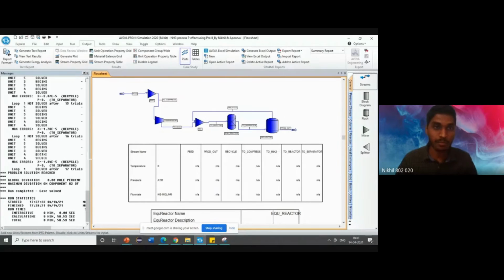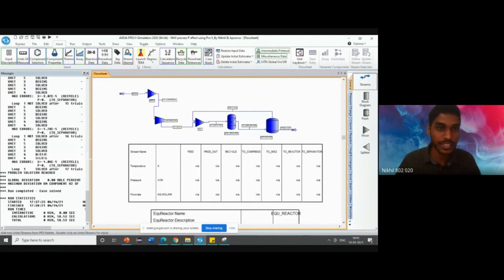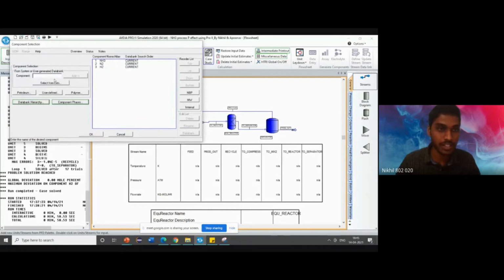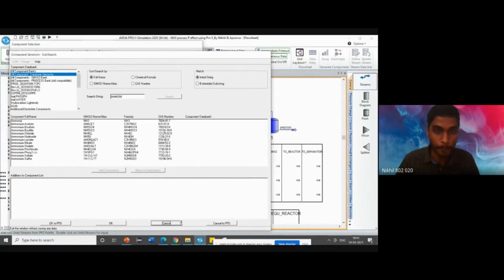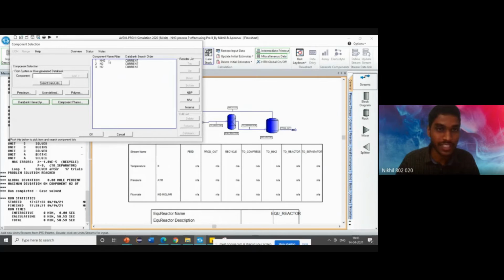So as I mentioned, in the inputs you can see we'll have component selection. We'll select the components from the list, using this tool. This is how we will select the components, and like that we selected ammonia, nitrogen, and hydrogen, which we are going to use in this process.